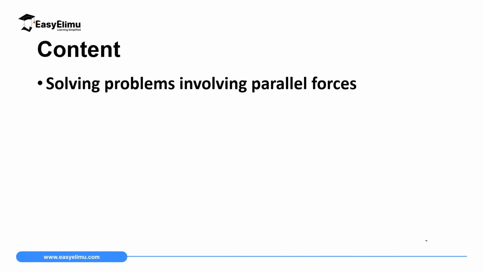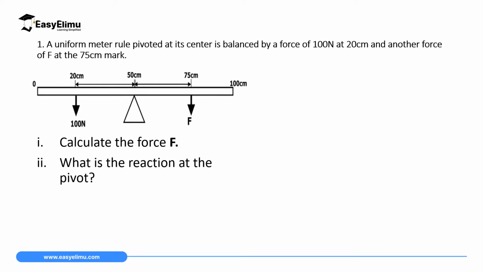By the end of this lesson, I expect you to be able to solve problems involving parallel forces. So the first question reads, a uniform meter rule. Here you should be very keen on this uniform meter rule. Pivoted at its center, it is balanced by a force of 100 Newton at 20 centimeter and another force F at the 75 centimeter mark. The first question is, calculate the force F, and the second one is, what is the reaction at the pivot?